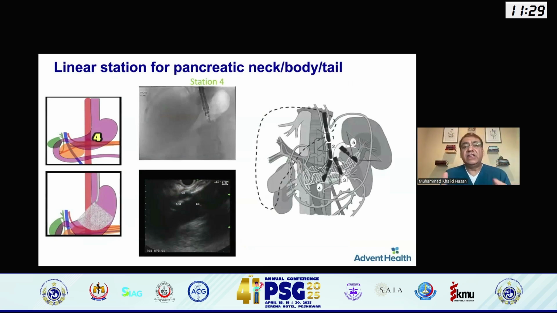For me, the station-based approach: the stations were made when EUS was started in the beginning. So that started from the third part of the duodenum, second part, duodenal bulb, stomach, mediastinum. So the stations went 1, 2, 3, 4, 5, 6, the first being the third part of the duodenum.